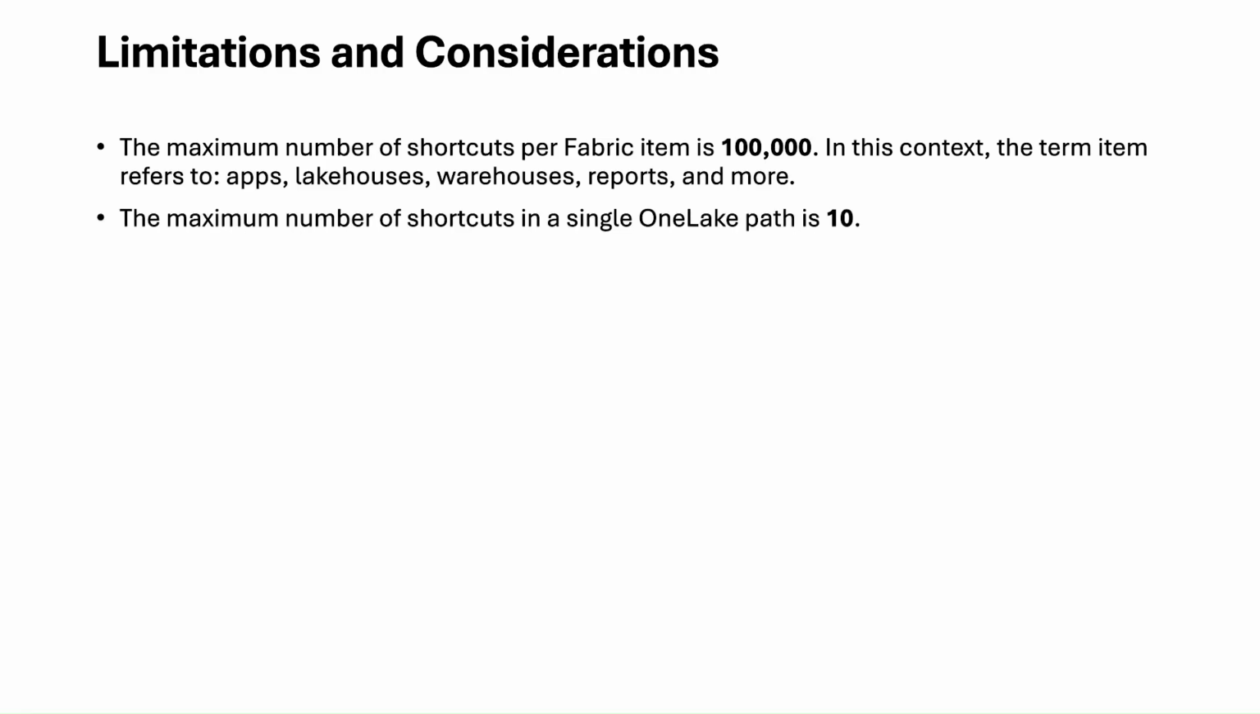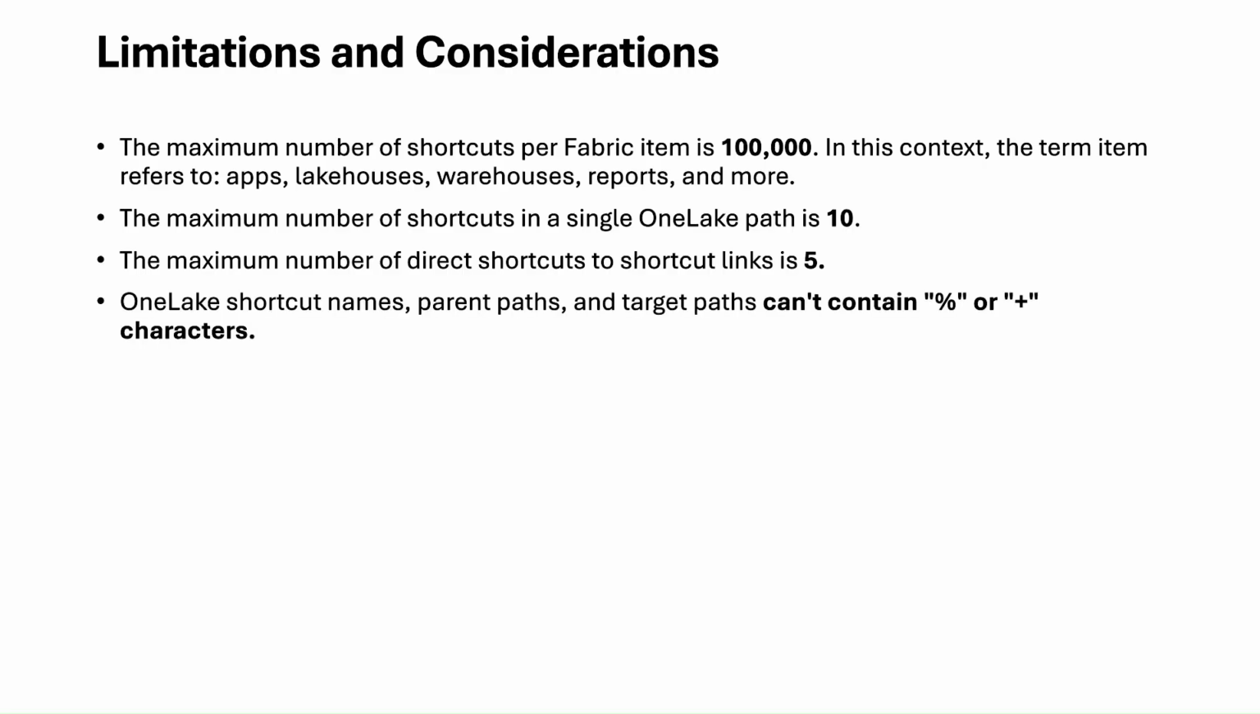The maximum number of shortcuts in a single OneLake path is 10. That is something good to know. So there's a limit of 10 in a single OneLake path. The maximum number of direct shortcuts in shortcut links is 5. So when I say direct, it means I am creating a shortcut on top of source data, not on top of another shortcut. Okay.